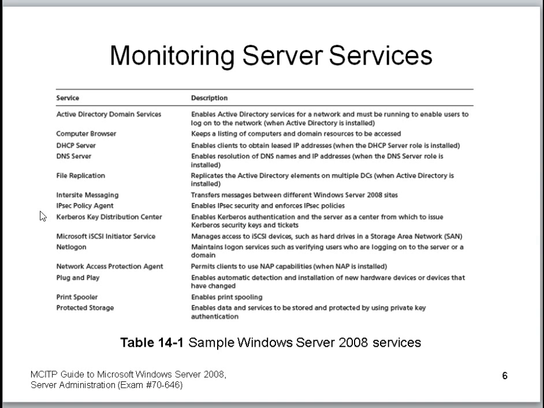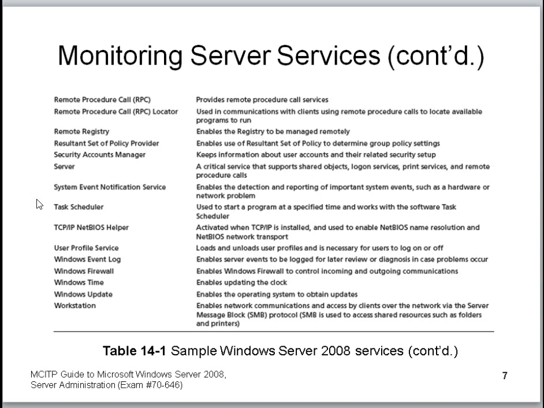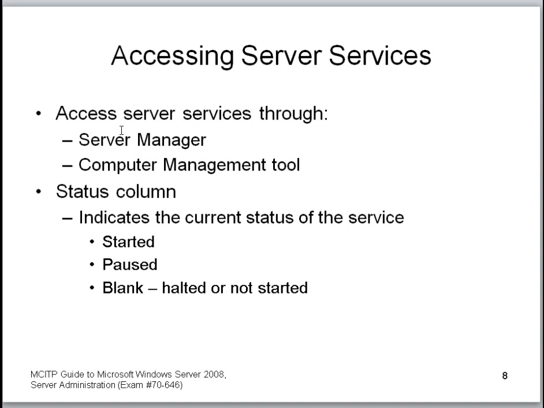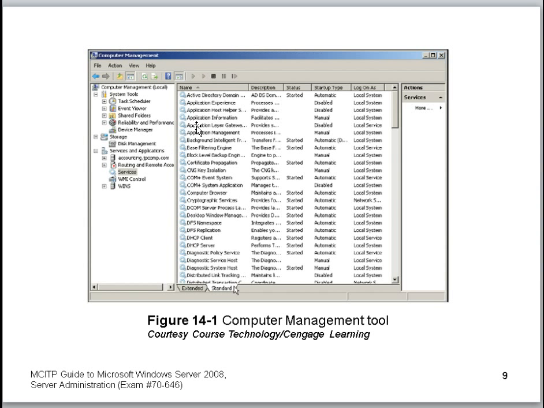to monitor the server services. These actually are the services that we may need or want to monitor. There are more, and this list is in the book, so you can take a look at them. The server services, through the server manager or the computer management tool, the status column indicates the current status of the service: started, paused, blank, halted, not started. So the server services we can look at, and this is what it's going to look at.